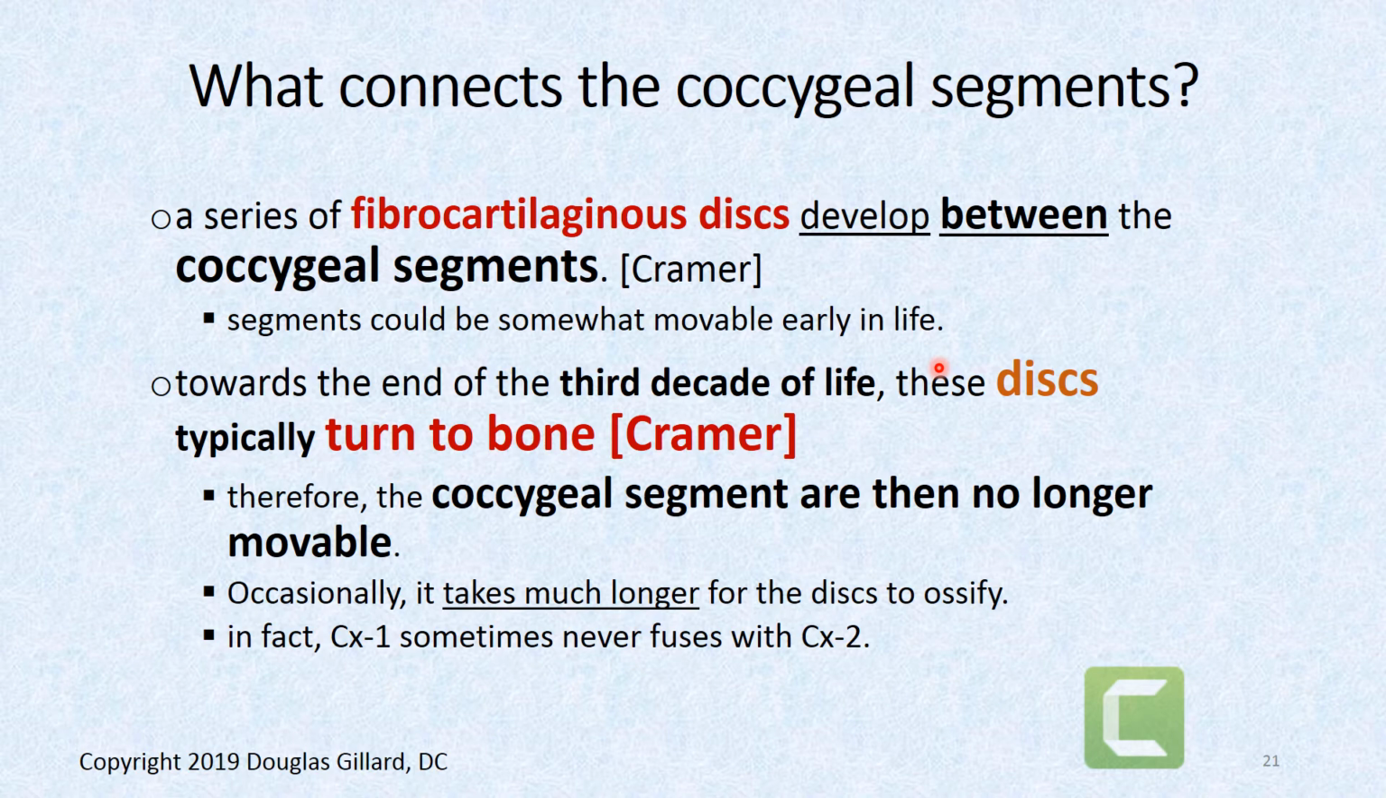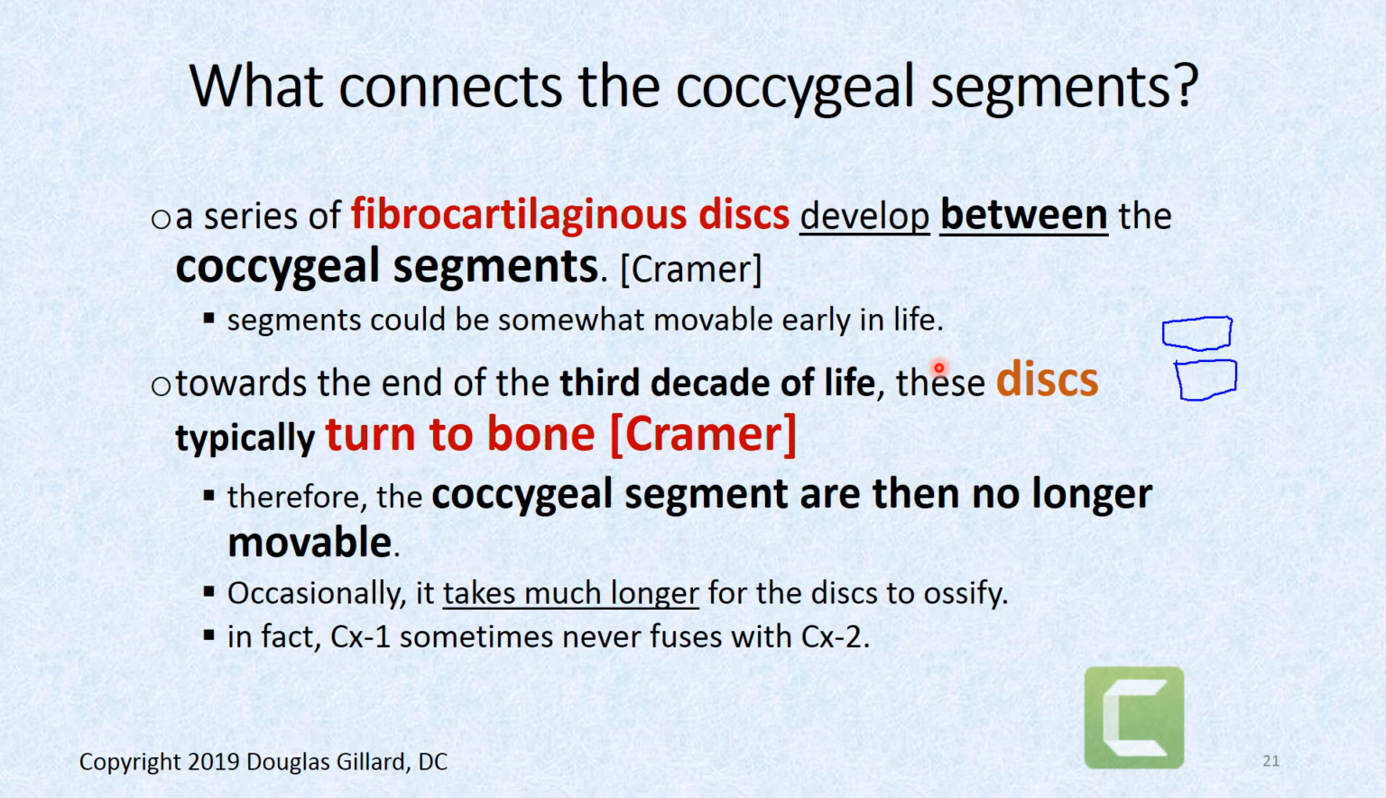Okay, what connects them, because we said those are segments, right? CX1 through 4. What connects them together while you're waiting for them to fuse? There is a little fibrocartilaginous disc, a little pad that sits in between them. Guess we could draw that. Here's a coccygeal segment, let's say. Here's another coccygeal segment. This is a PA view.